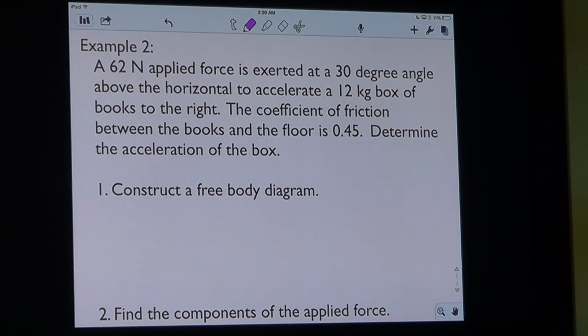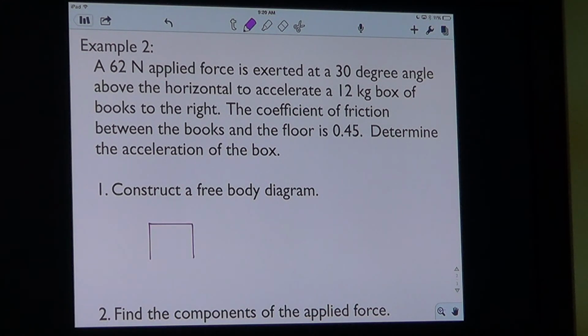A 62 newton applied force is exerted at a 30-degree angle above the horizontal to accelerate a 12 kilogram box of books to the right. The coefficient of friction between the books and the floor is 0.45. Determine the acceleration of the box. So in this case, we're not given a free body diagram, so we need to make one so we know what's going on here.